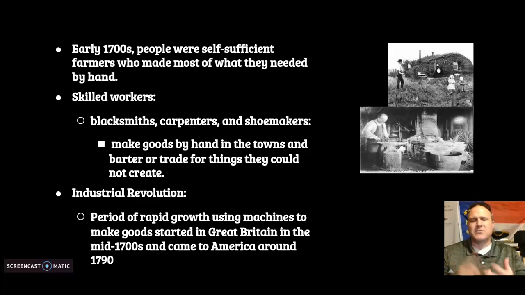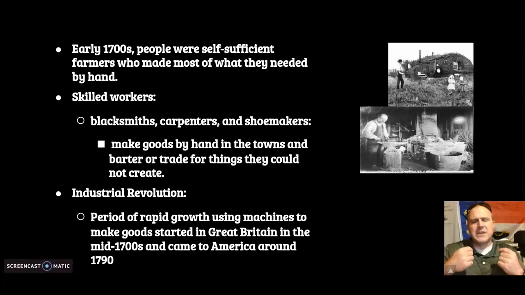People like blacksmiths, carpenters, and shoemakers would make things and bring them into town, and they would trade them with farmers. The farmers couldn't make shoes, or anything that needed to be made by a blacksmith. So they would go into town and trade food for goods. This is how they would barter, right? This is how they would get things done back and forth, especially the lower, poor class of people. What they could not create, they traded for.